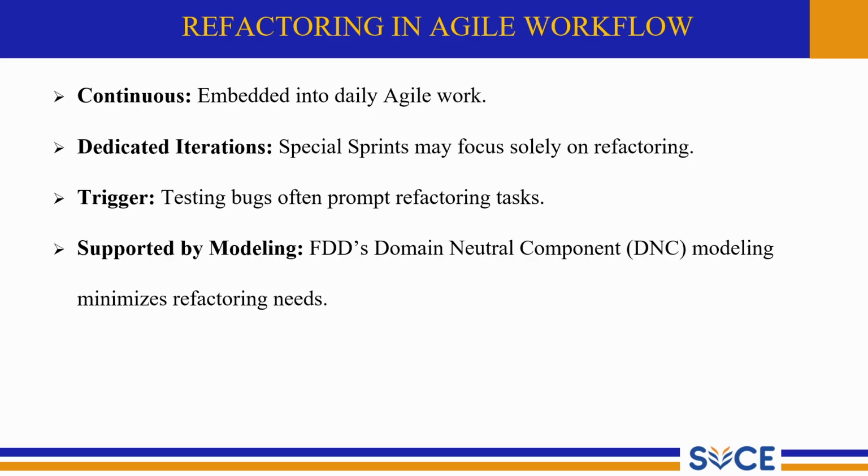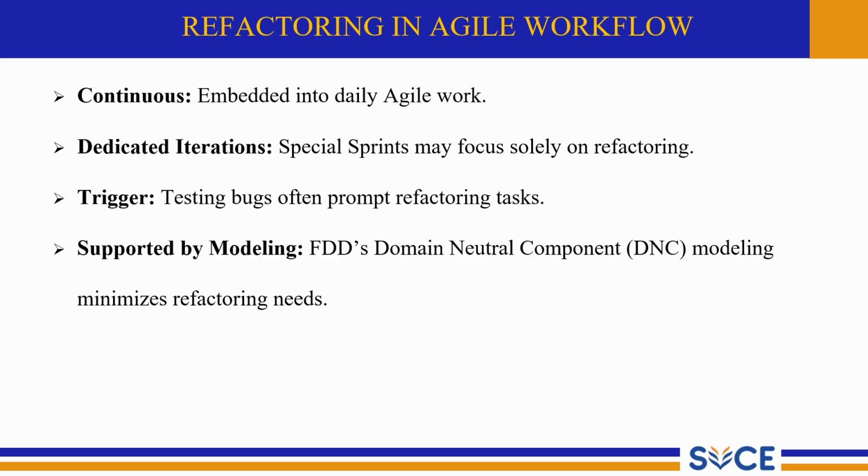Supported by modeling: FDD domain neutral component modeling minimizes the refactoring needs. Feature Driven Development uses domain neutral components, common reusable components, since they are well designed from the start. They reduce the need for future refactoring. Good modeling early helps minimize code rework later. So in agile, refactoring is a continuous process supported by testing and good design models, helping teams maintain clean and adaptable software.